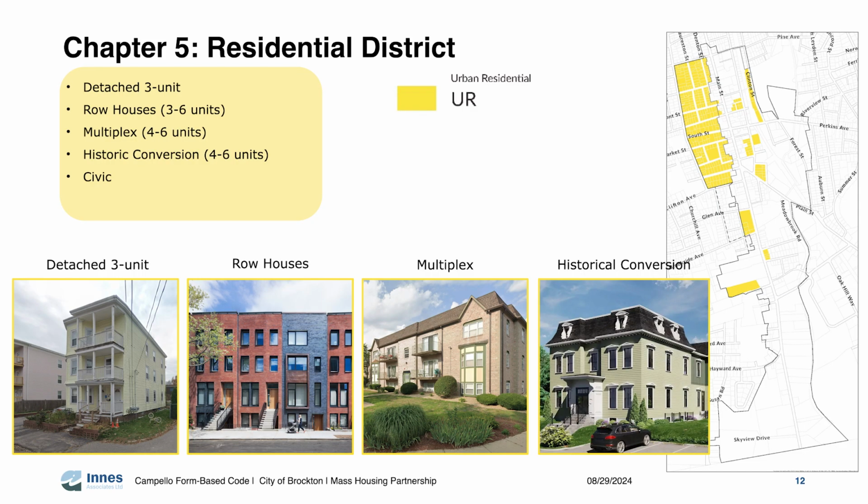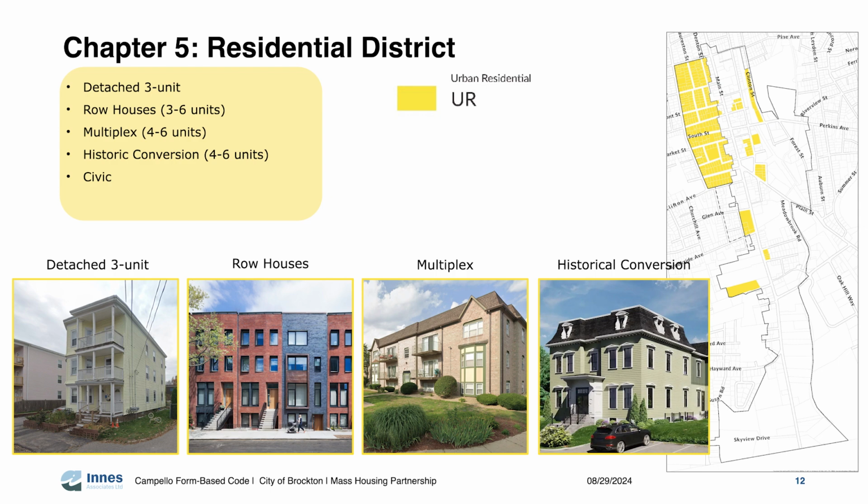So the first one you allowed 1, 2, 3 units on a property. Now we're up to about 6 units. We've been talking about maybe it should be 4 to 8 rather than 4 to 6. So if you have thoughts on that, that would be really helpful. But again, you can see where the urban residential is.